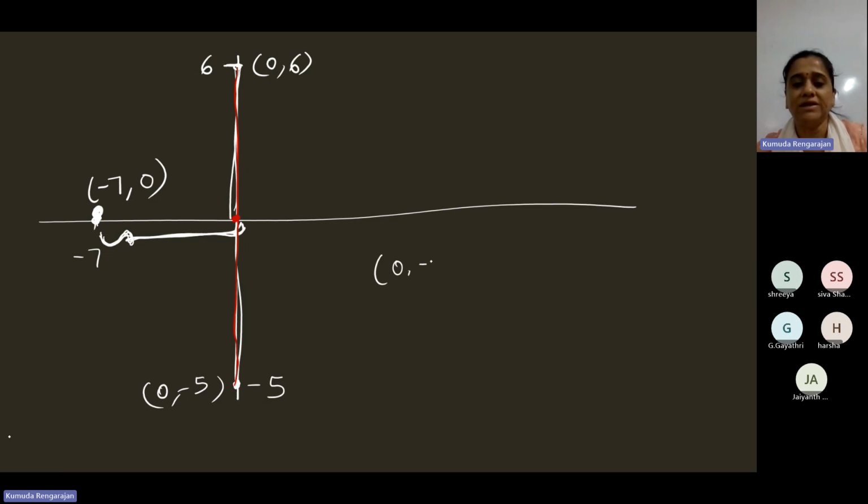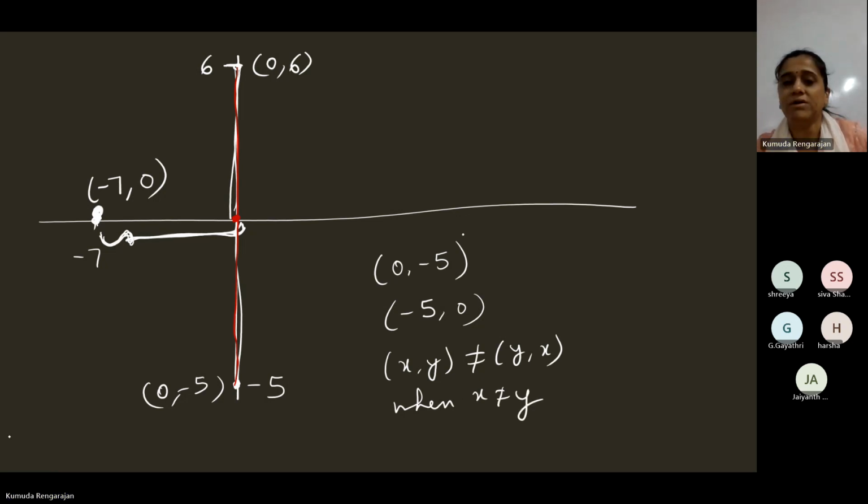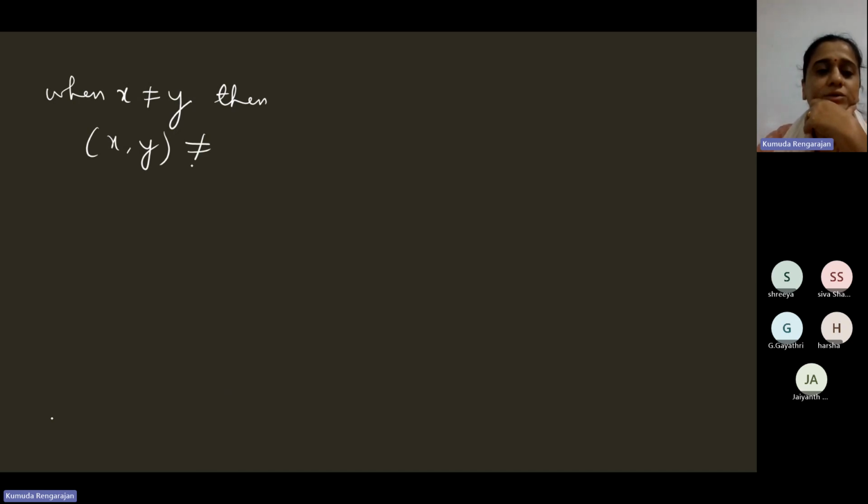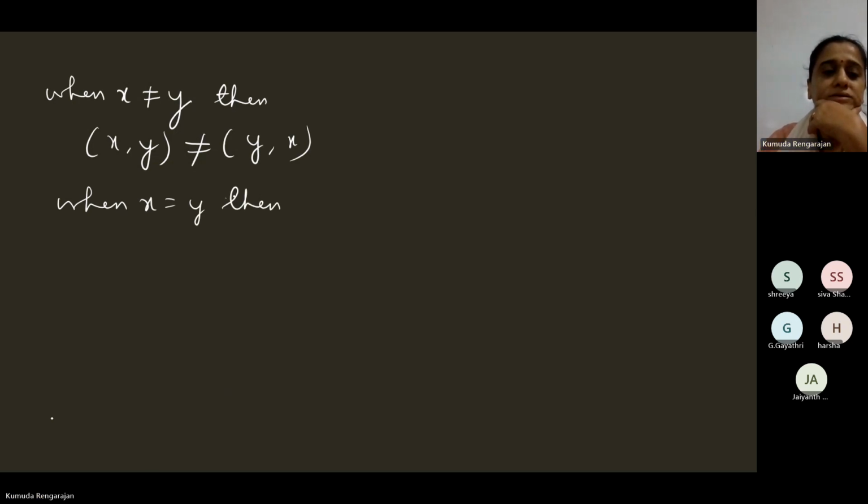So the point 0, -5 is different from the point -5, 0. So x, y is not equal to y, x when x is not equal to y. But when x is equal to y, then x, y is equal to y, x.